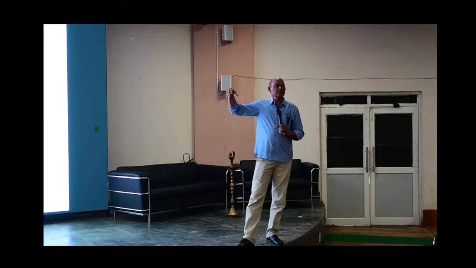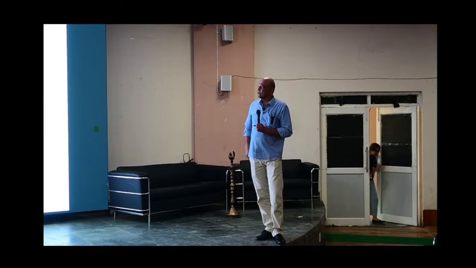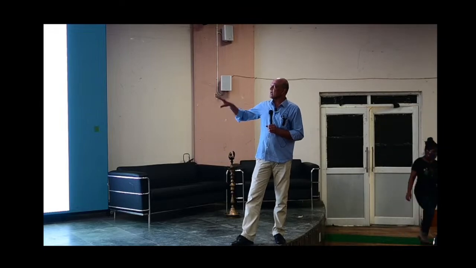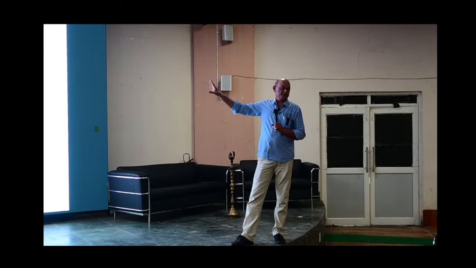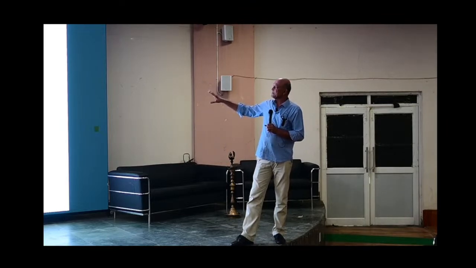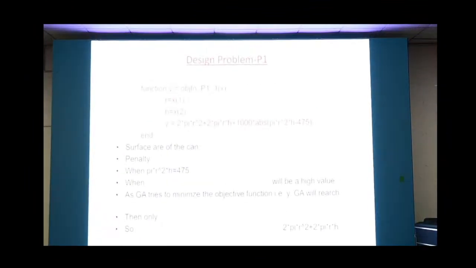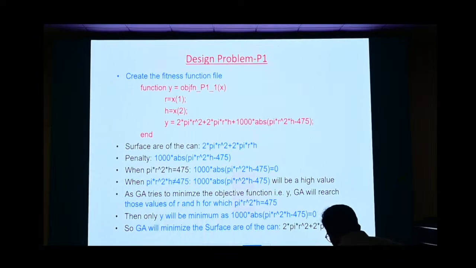So it will get more than the minimum value, so that part will be ignored. As a third point, GA tries to minimize the objective function. That means GA will search only those R and H values where the total penalty part is minimum. So R and H will be such that pi r square H will be equal to 475, so that part will be 0. Only the remaining part is minimized, that is the surface area. This is one way of doing this.